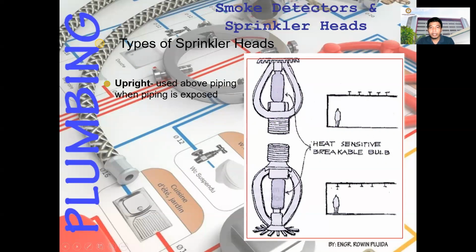Another type of sprinkler head is the pendant. The pendant projects through a finished ceiling when piping is concealed. Normally in malls they are using pendant sprinklers. Okay, this one.